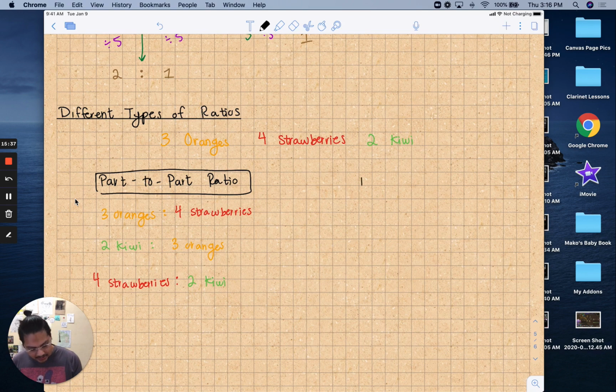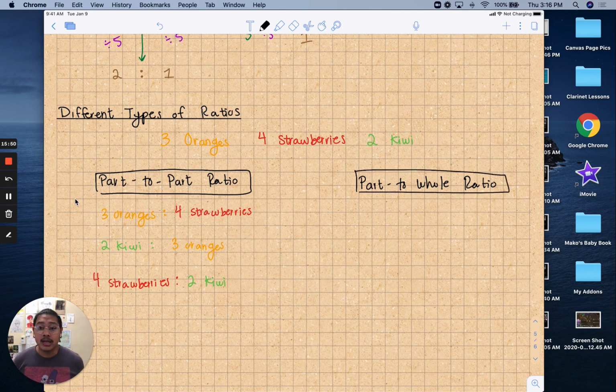The other type of ratio we can write is what we call a part-to-whole ratio. This type of ratio usually involves the total amount of things, right? In this case, well, what are we comparing? There's oranges, strawberries, and kiwi. It looks like we're comparing fruit. Well, how many total fruit are there? So if I add 3 plus 4 plus 2, so that's 7 plus 2, there's 9 total fruit.